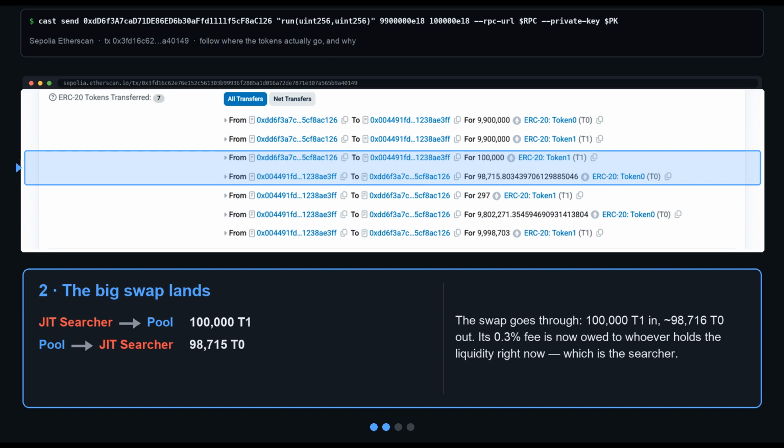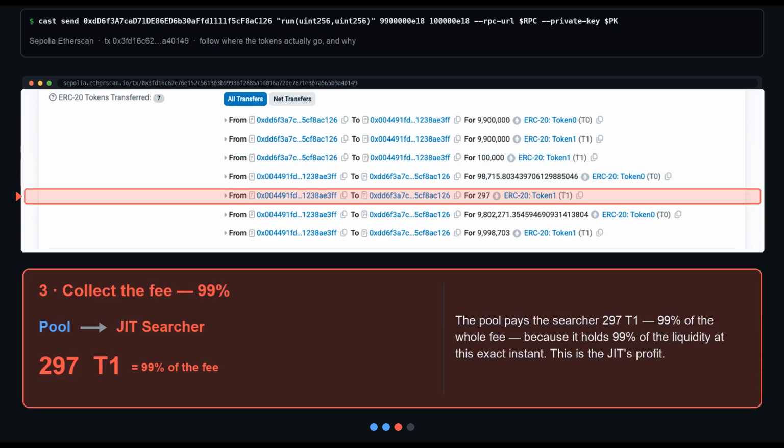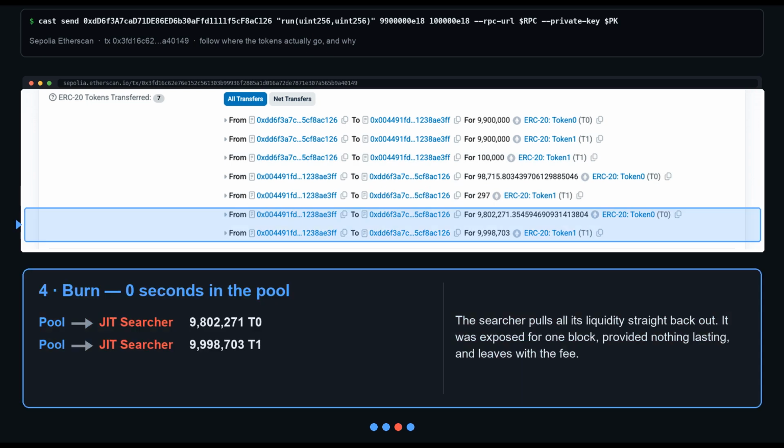Step 2, the swap lands: 100,000 of token 1 in, about 99,000 of token 0 out, and its fee is now owed to whoever holds the liquidity right now. Step 3, and this is the hijack. The pool pays the searcher 297 of token 1, 99% of the whole fee, because at this exact instant it holds 99% of the liquidity.